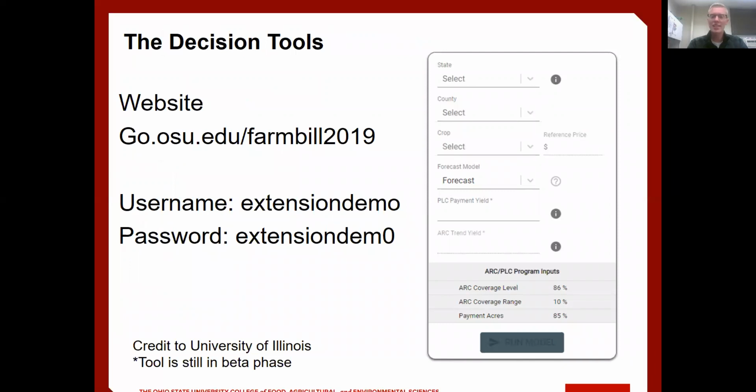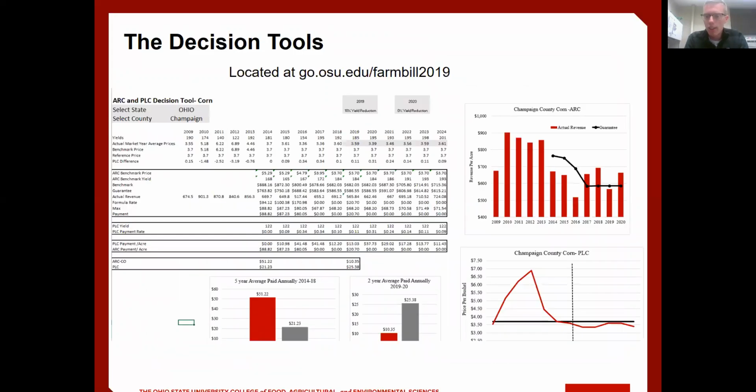There's tools available. This is an example of the decision tool put out by the FarmDoc team at the University of Illinois. We also have a decision tool available on our website, and there's a separate video explaining how to use it, how to make that decision. We encourage you to go to go.osu.edu/farmbill2019. Again, that's go.osu.edu/2019. And that'll give you information about all of our Farm Bill programs and decision tools available. Here's a look at our decision tool. And again, we have a webinar that walks through this, but basically shows you the graphs that I just showed you in this presentation.